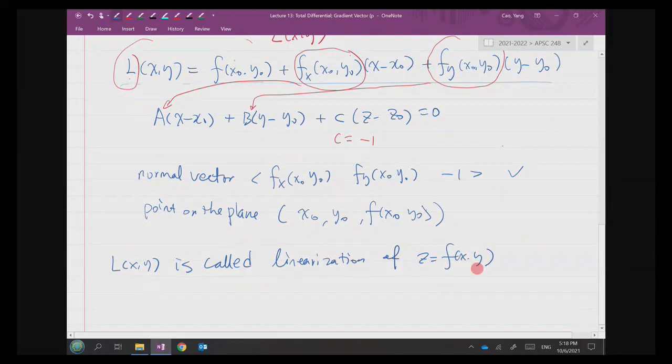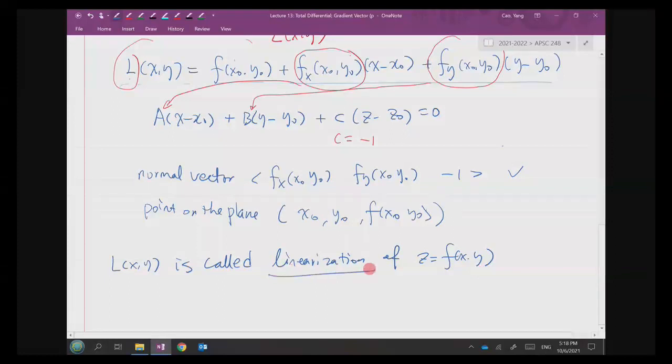That's why the Taylor series expansion is widely used in linearization. You linearize some nonlinear function into a linear function. You linearize a curve into a straight line. You linearize a surface into a plane. So this is the basic concept of linearization. You're changing it to a linear system. Okay, so that covers the linearization concept.